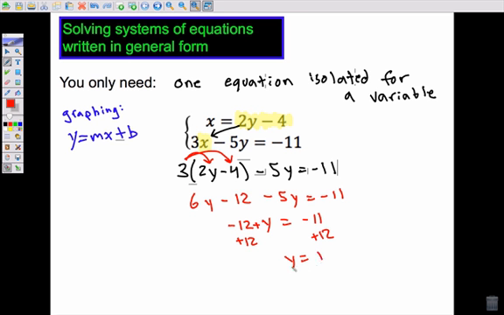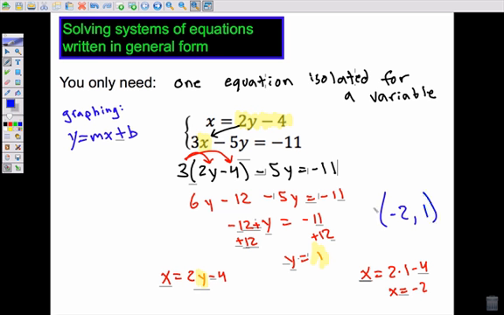From this point, I still just have to find x. So I go back up here to my original equation. x equals 2y minus 4. And now that I know y equals 1, I can go ahead and sub that in for y. And so this should just be the easy part. x equals 2 times 1 minus 4, so x equals negative 2. So my final answer then is negative 2 comma 1.